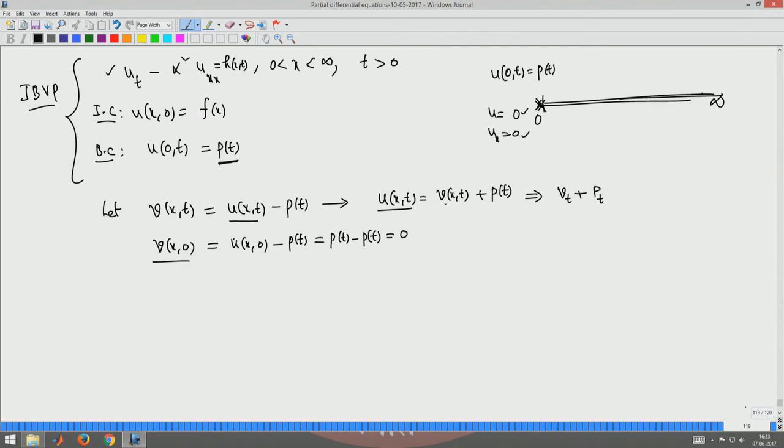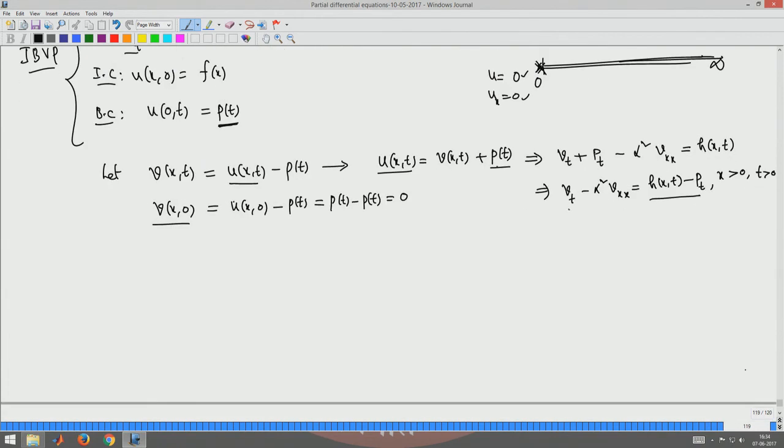This is this, because if you put in u t minus alpha square u x x. U x x is v x x, because once you differentiate this p t with respect to x, it will become 0. That is simply v x x equal to h of x t. So, this implies v t minus alpha square v x x equal to h of x t minus p dash of t. Okay. So, v satisfies this non-homogeneous term, x is again positive, t is positive. So, the domain is not changing.